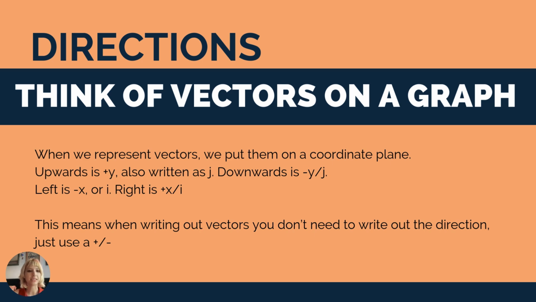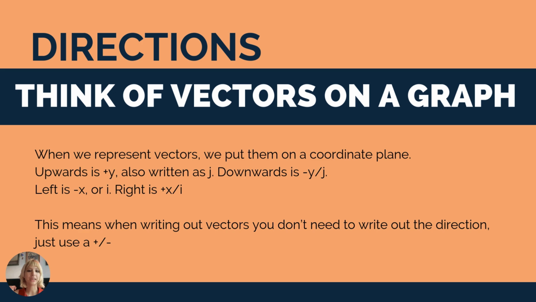Upwards is positive y. This is also written as j hat. I wasn't able to put the little hat on the slides, but just know that this is a vector, so it has a little arrow, but for the direction vectors, we just do a little caret on top, so it's like a hat. Downwards is negative y or negative j hat. Left is negative x or negative i hat, and right is positive x or i hat. If you're going into the page or out of the page, you can have a third dimension, which is z, also known as k hat, but we're just going to deal with 2 dimensions for this course.